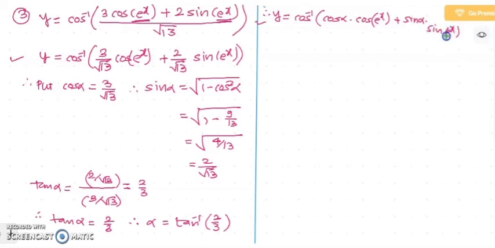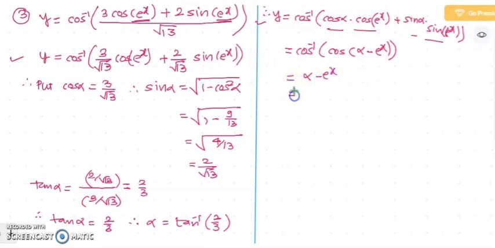I have to make this arrangement, this adjustment here, which is then equal to cos inverse of, read this, cos A cos B plus sin A sin B is equal to cos of A minus B. So it is going to be cos of alpha minus e raised to x, not x in this case, it's alpha minus e raised to x, which is equal to cos inverse of cos of alpha minus e raised to x, which is just alpha minus e raised to x, which is tan inverse 2 by 3 minus e raised to x.